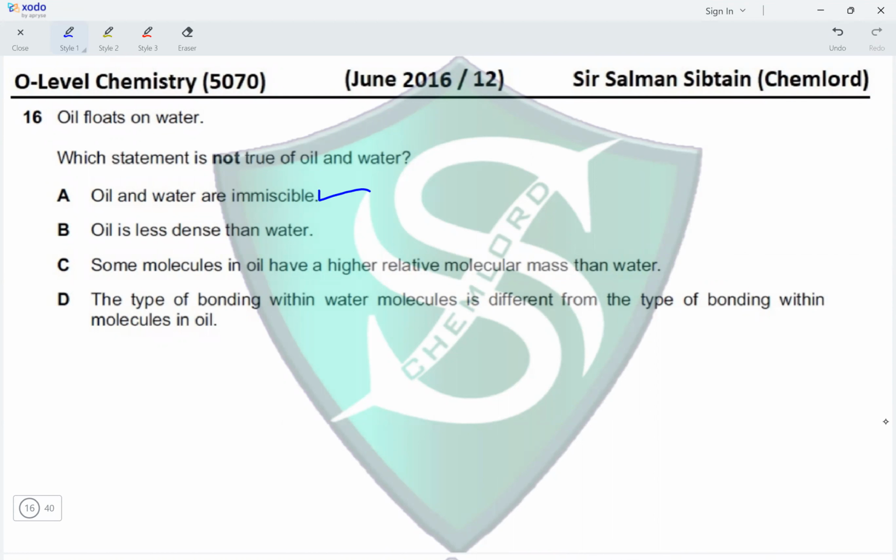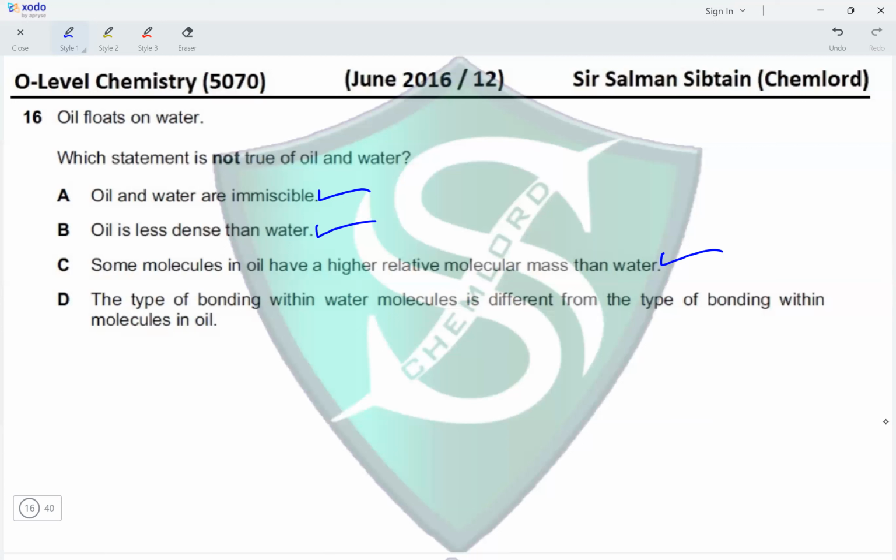Oil is less dense than water. Yes, oil is less dense because oil floats over water. So oil has to be less dense than water. Some molecules in oil have a higher relative molecular mass than water. Yes, that is true. Some molecules will have a higher Mr than water. That means higher than 18.